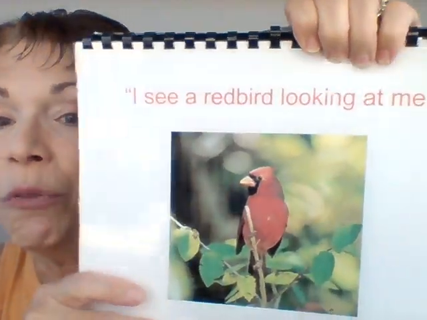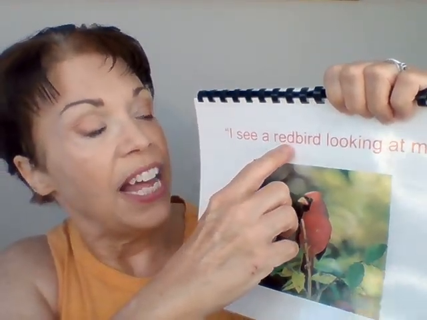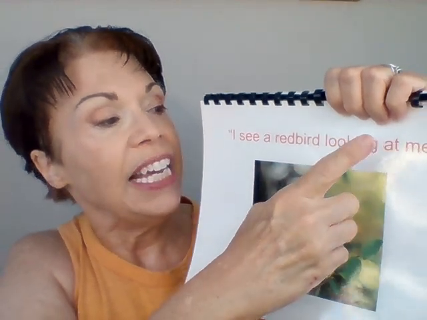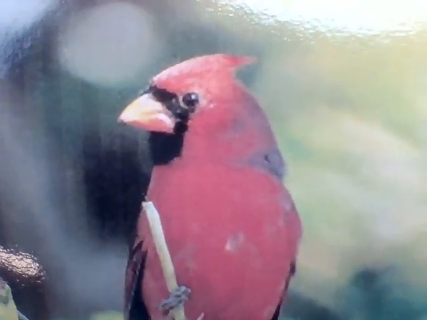Let's read Brown Bear together. Here we go. Brown Bear, what do you see? I see a red bird looking at me. Did you see how I touched under each word as I read it? Now let's look at that photograph. Do you see a picture of a real bird? It's a photograph of a cardinal, a red cardinal.